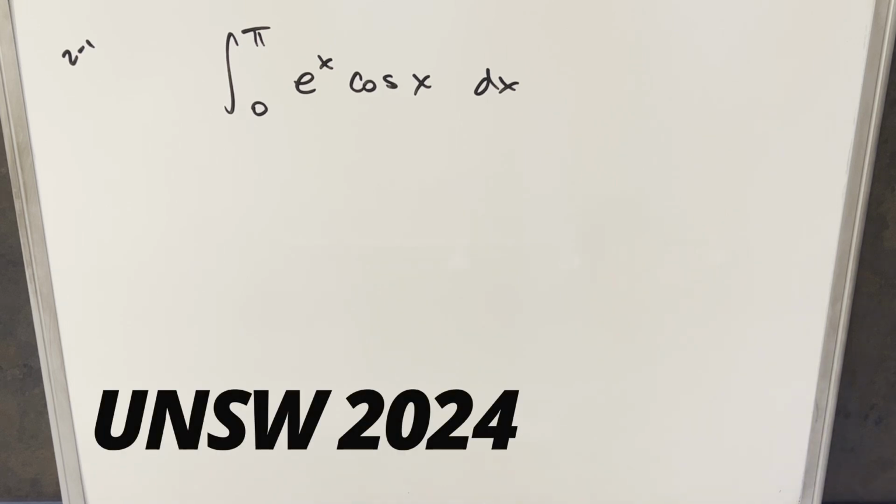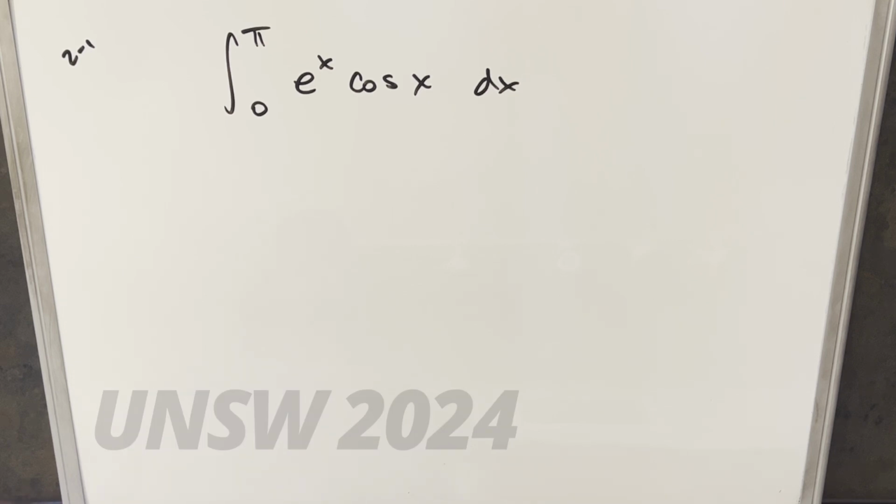Okay, we have another integral. This one's from the UNSW Integration Bee 2024, round 2, problem 1. We have the integral from 0 to pi of e to the x times cosine x dx.